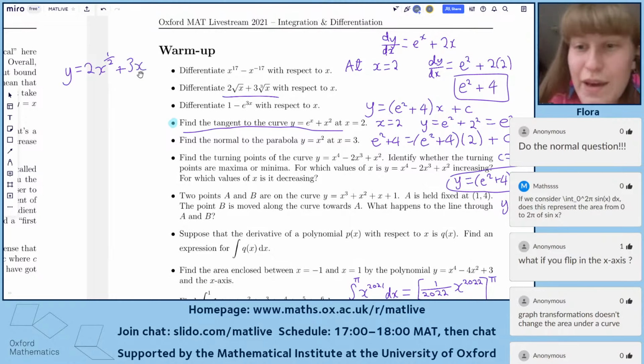Okay, so using our usual rules, we multiply by the power and then we take 1 away from the power. So a half times 2 is 1. Taking 1 away from a half gives you minus a half. And then a third times 3 is also 1. Taking 1 away from a third gives you minus 2/3. And you have to be careful with fractions like that. It's easy to get confused.